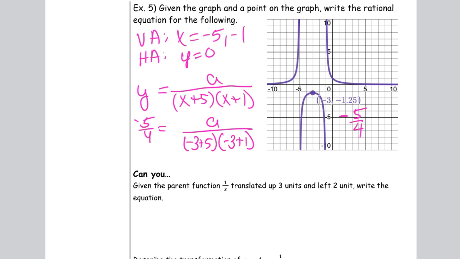So what are we getting on the bottom down there? -4. Everybody agree? So we got -4, and we're going to multiply this side by -4. My 4's cancel, my negatives cancel, and I'm left with a equals 5. So we have y equals 5 over x +5 and x +1. We okay with that? Okay.